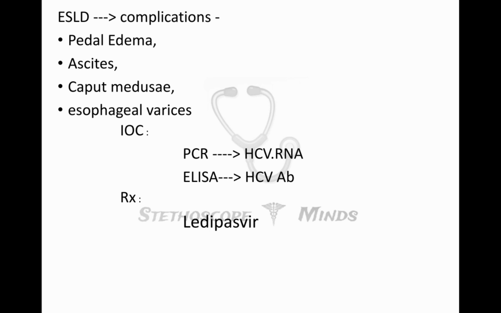Next, end stage liver disease complications like pedal edema, ascites, caput medusae, esophageal varices. These are the end stage liver disease complications. And for hepatitis C, the investigation of choice is PCR, which is HCV RNA, and ELISA also can be done, which is HCV antibodies. And treatment is ledipasvir.